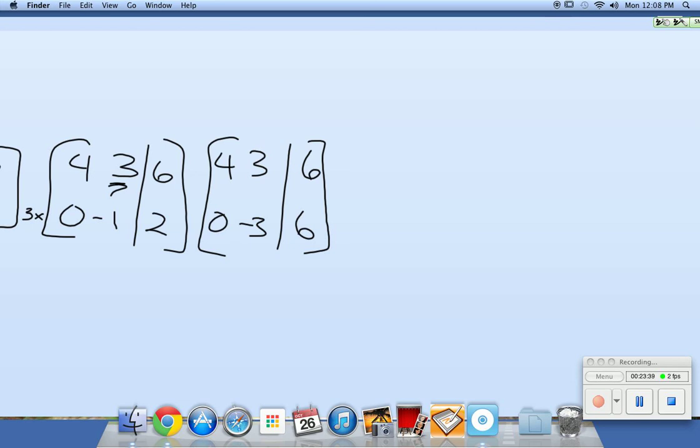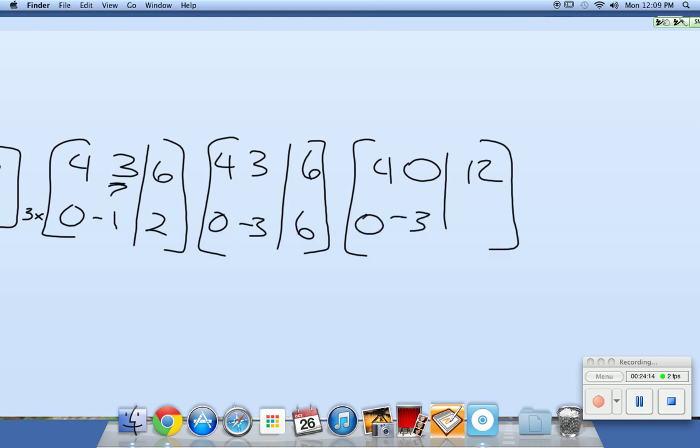Next thing I'd do. Preston, what would I do next? Well, I'd add it. Yeah. All right, and where would I put my results? On the top row, right? Okay, so 4 plus 0 is 4. 3 minus 3 is 0. Yeah, because there's a minus in it. And then 6 plus 6 is 12. 0 minus 3, 6. What do I need to do next, Nikki?